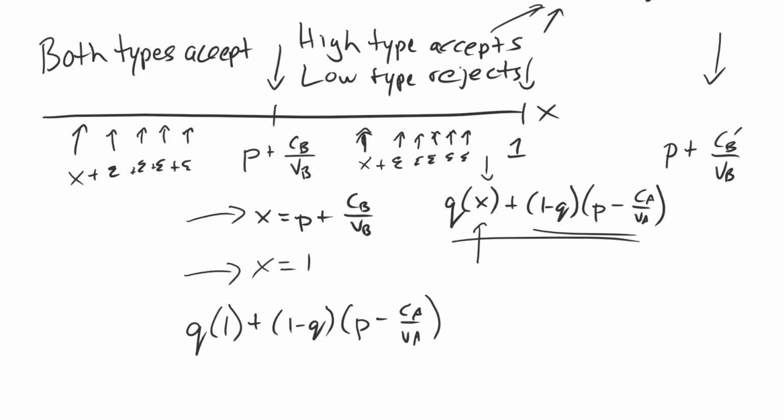And it's willing to make that risky demand if the utility associated with it is greater than its utility for the optimal safe demand, which pays off just X equal to P plus CB over VB. The reason that that is A's utility is that both types are accepting. So A just receives whatever it is demanding. From here, all we need to do is work through this inequality and figure out when one of those is better than the other.